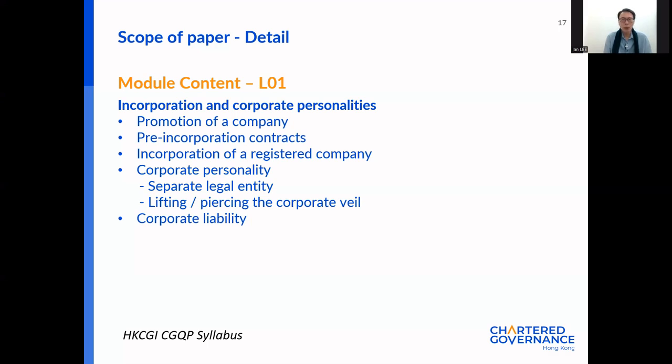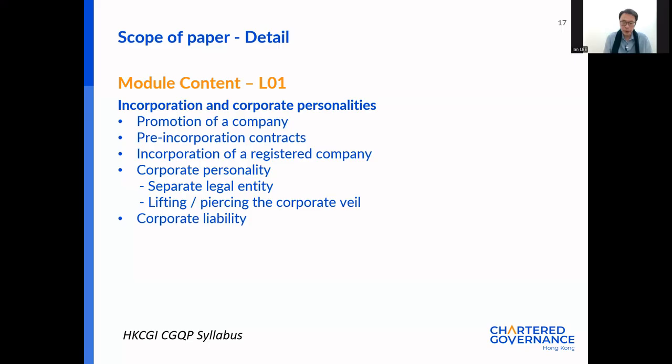But what if the promoter, who is aware of the business that the company will embark upon, actually went ahead to buy a particular property that the promoter knew the company, once set up, will purchase? In that case, is it possible the promoter may have done something that's in the interest of the promoter, but not in the interest of the company about to be formed? So that's why promotion of the company, or the role of the promoter, is quite important as well.